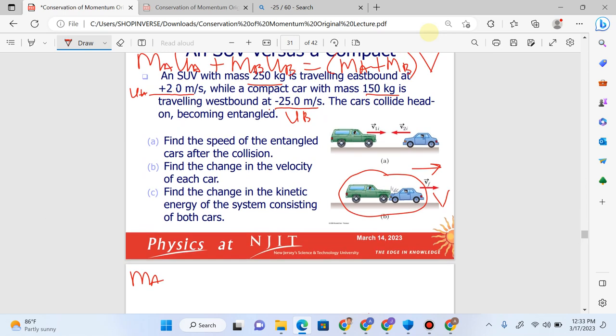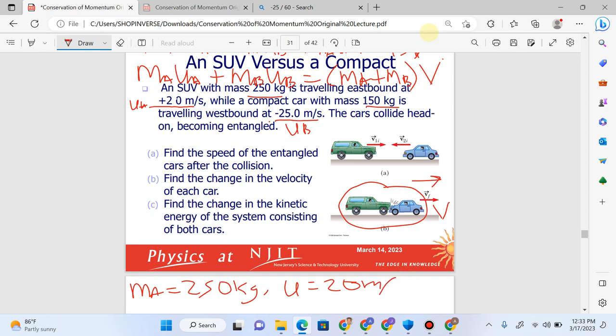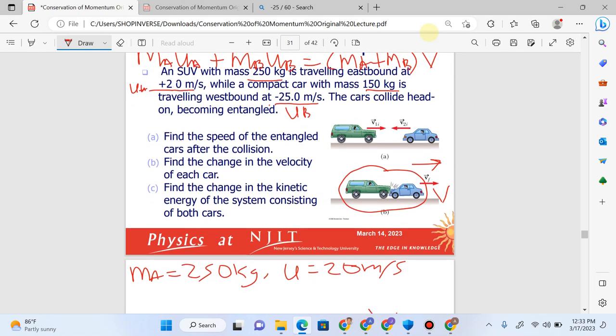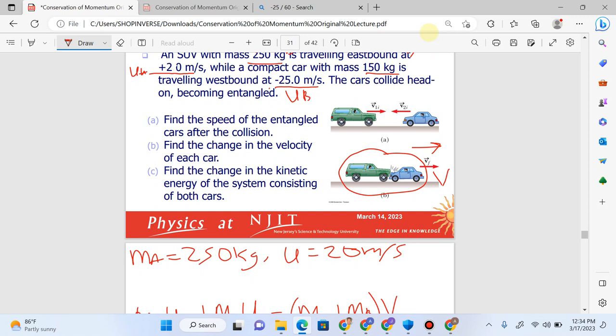Okay, an SUV of mass 250 kg. So MA is 250 kg, and the initial speed of the SUV is 20 meters per second. What about MB? MB is the mass of the car. MB is equal to 150 kilogram.